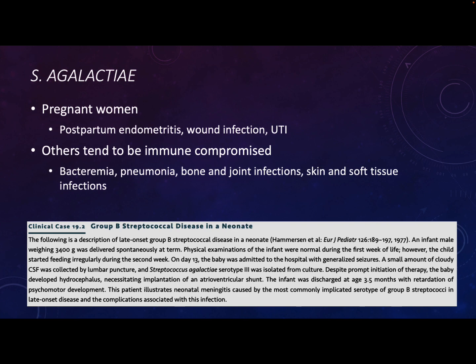But in your patients who are immune compromised, and we'll see this throughout the term, if you're immune compromised, you're far more likely to develop symptoms. In those patients, we could see things like bacteremia, where it gets in the bloodstream, pneumonia, bone and joint infections, and skin and soft tissue infections. So it can look a lot more invasive, more like group A strep. And again, if you find a patient that is not a neonate and not a postpartum woman, and you see symptoms caused by group B strep, you might wonder if they have something going on with their immune system.